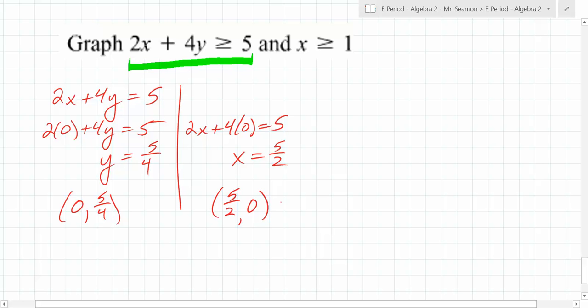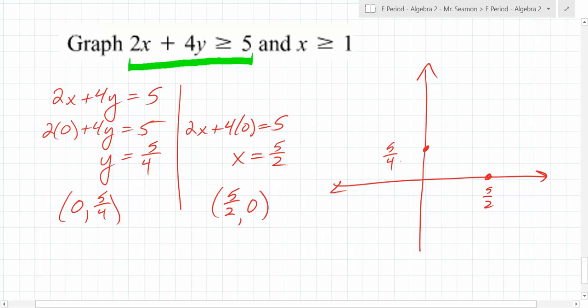You have 2 points, so what do you do with them? You graph the 2 points. So here's 5/4. Oh, wait, no, 5 over 2, excuse me. Yep, that's correct. So let's say 2.5, there's 5 over 2. And here's, I don't know, 5/4.